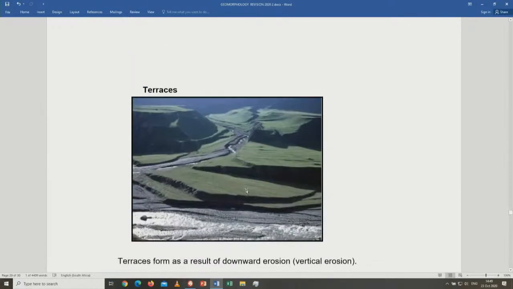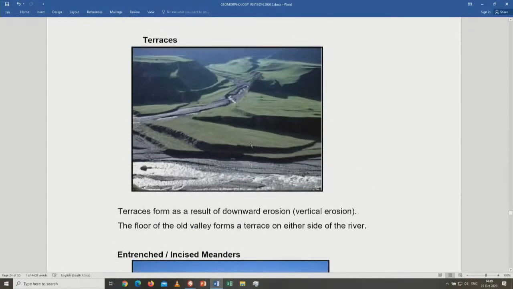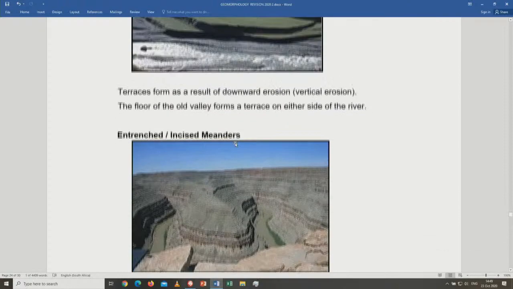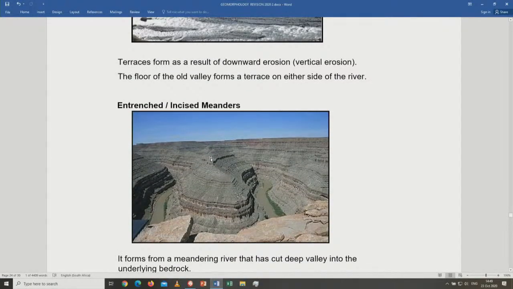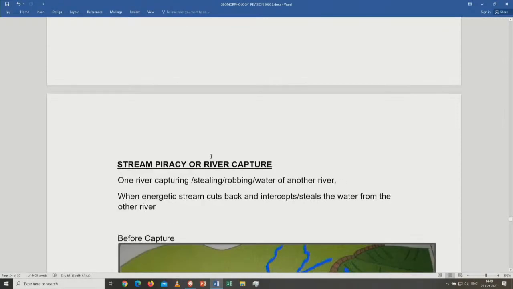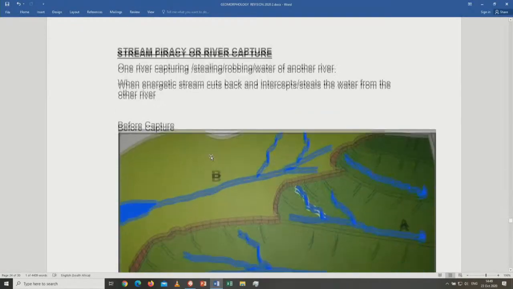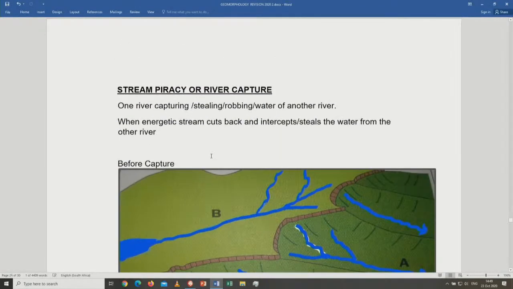Here is the example of terraces. Here they are over here. And then there's an incised meander, an example of that. And then the last part, stream piracy or river capture. It's when one river steals or robs the water of another river. When an energetic stream cuts back or intercepts or steals the water from another river.